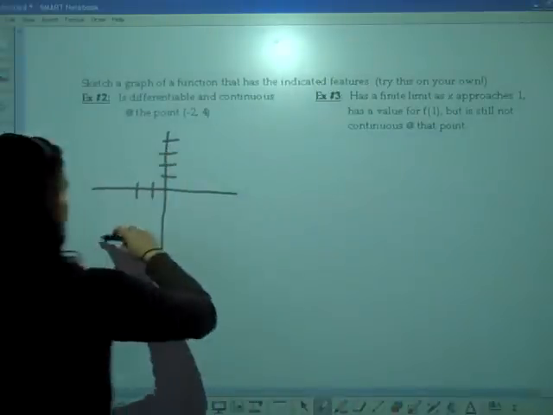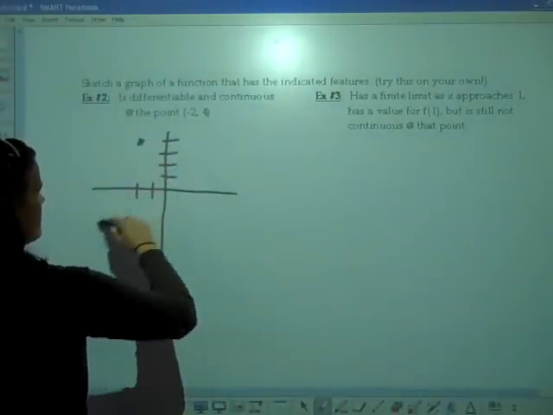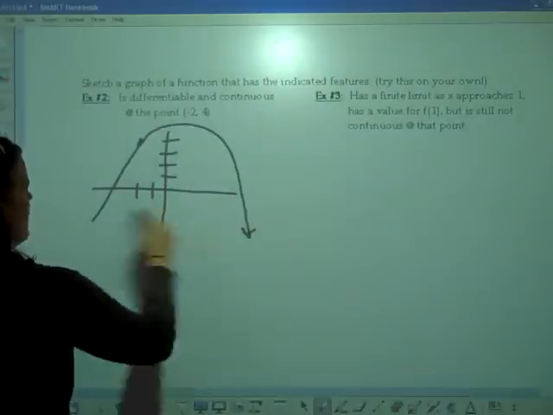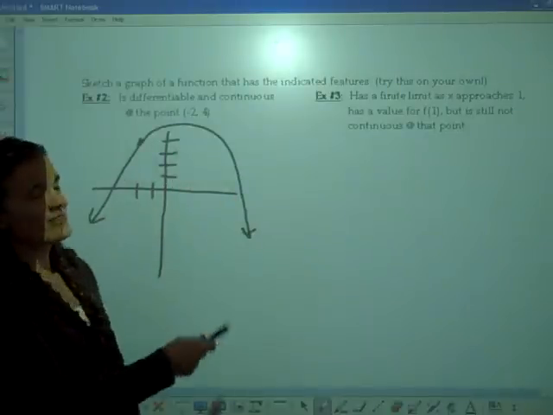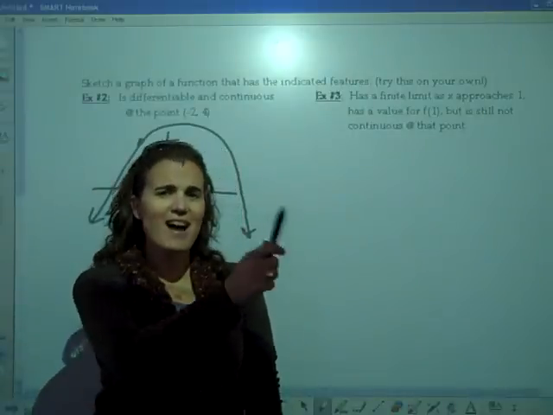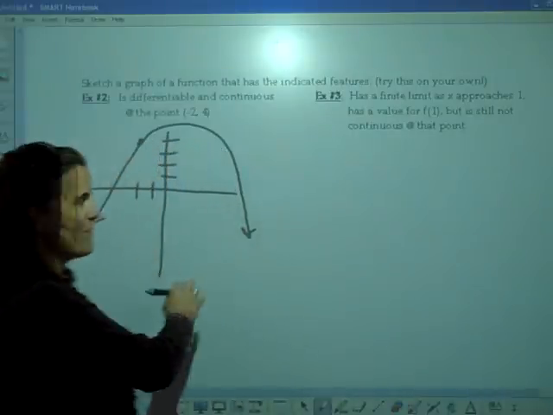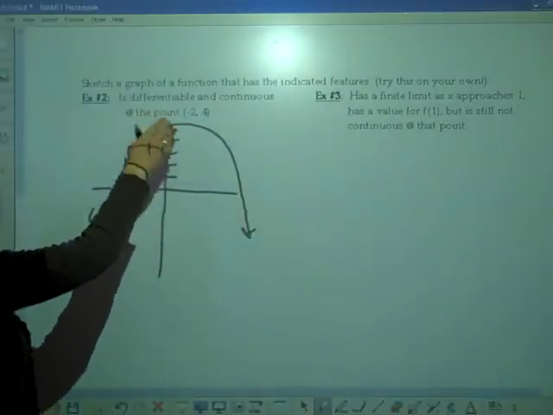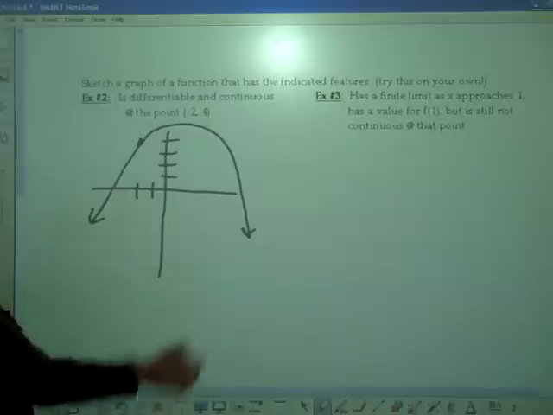So literally it does not matter what happens as long as you go through negative 2, 4 and you have a nice function. Okay, I don't know what I drew there. It looks like Darth Vader's helmet. But you could draw a line, you could draw a parabola, you could draw any type of function that went through that point and was nice and smooth there. Could not be a cusp.